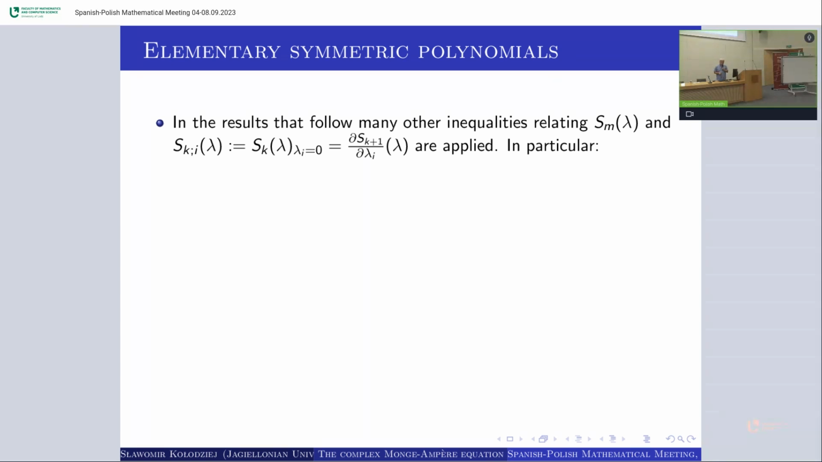And now I will present several identities or inequalities for these elementary symmetric polynomials, which are later applied in the proofs of theorems. I will not give proofs, but one should be aware that such things are used there. So first we have this definition of S_k,i. So you take the symmetric polynomial of degree k, and you replace lambda i in this formula by 0, and then you get S_k,i.